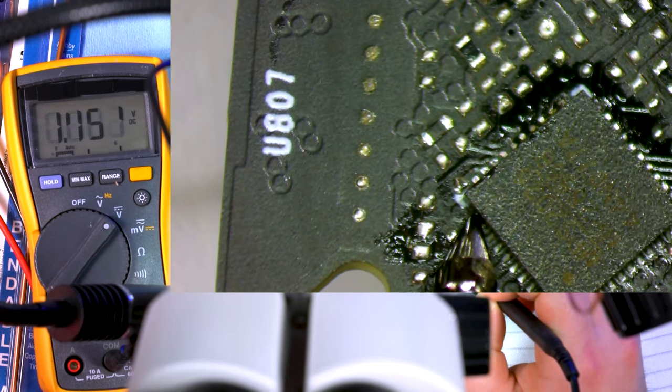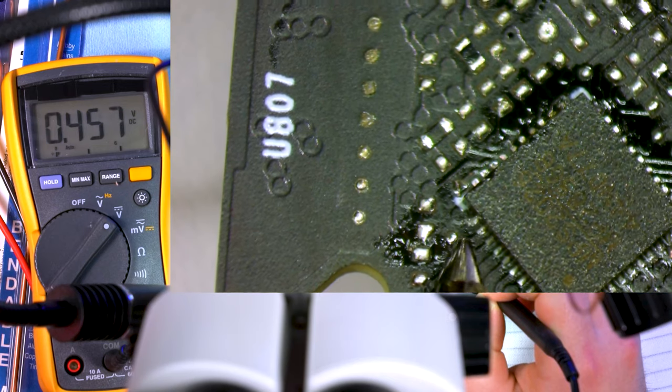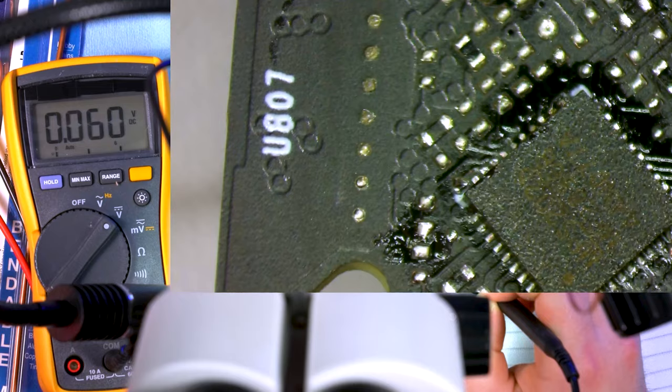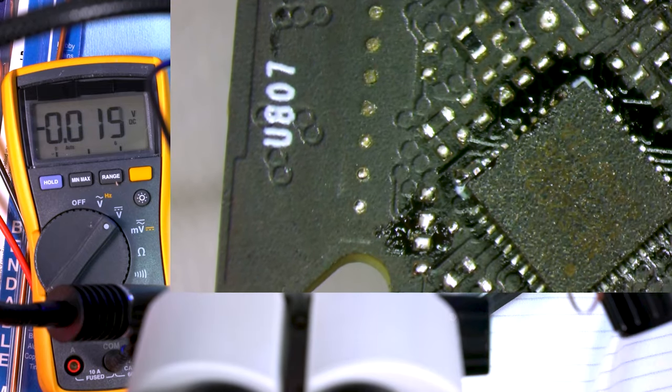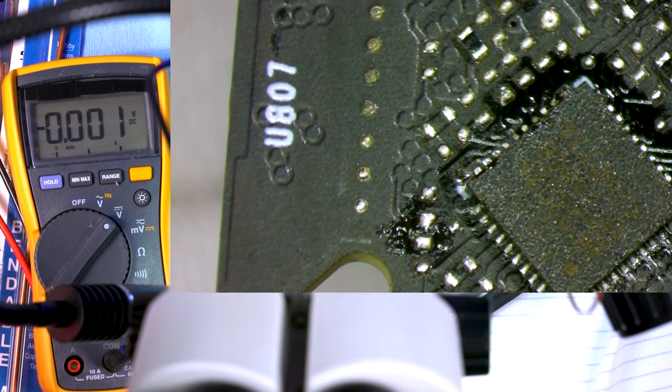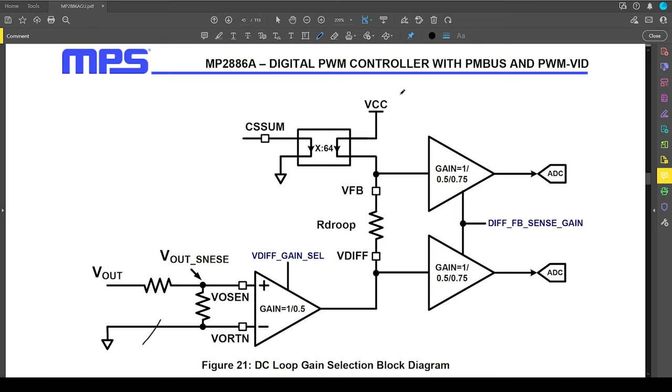After some quick diagnostic work on this card, I'm able to determine that pin 32, voltage return, was not connected anywhere to ground. In this case, the MP2886 internal differential amplifier turned into a voltage follower by the means of this very handy voltage dividing circuit.